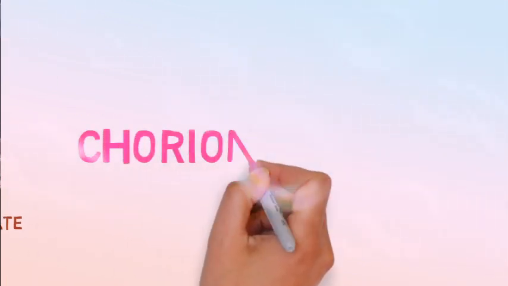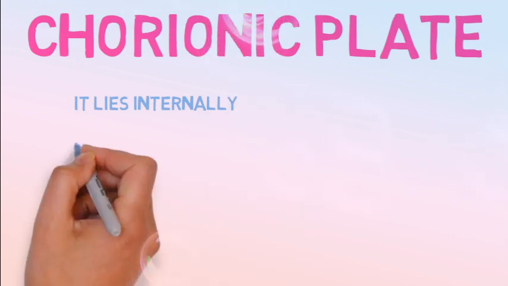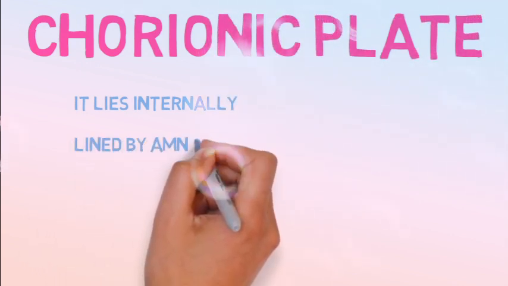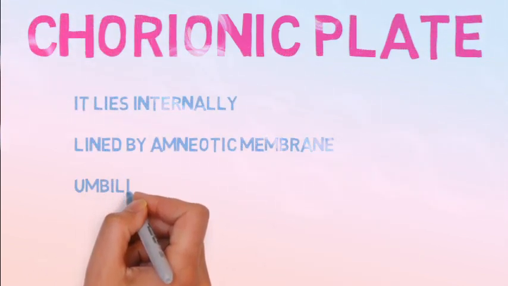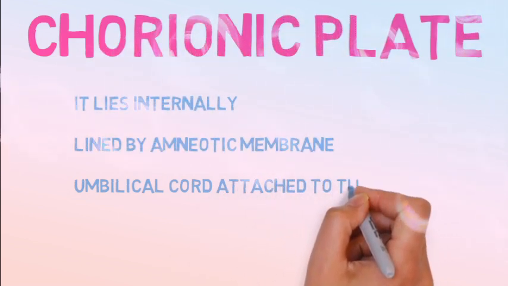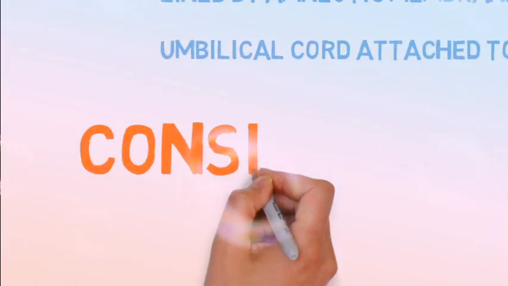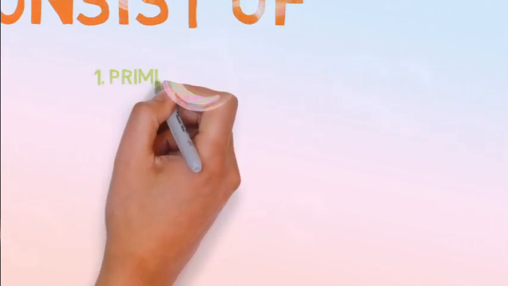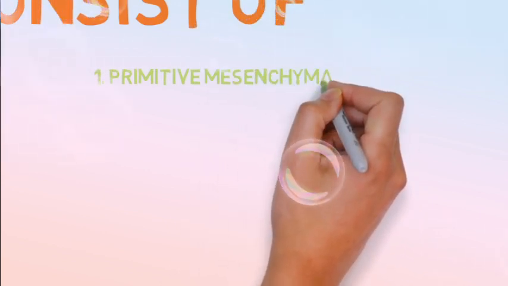So now we are going to discuss the chorionic plate. That's the first plate of the placenta. It lies internally and it is the one which is lined by the amniotic membrane of the fetus. The umbilical cord of the fetus is also attached to this plate. So that is the inner layer of the placenta. This plate consists of tissues like primitive mesenchymal tissue, a layer of cytotrophoblast, and syncytiotrophoblast. These are all the tissues present in this chorionic plate.